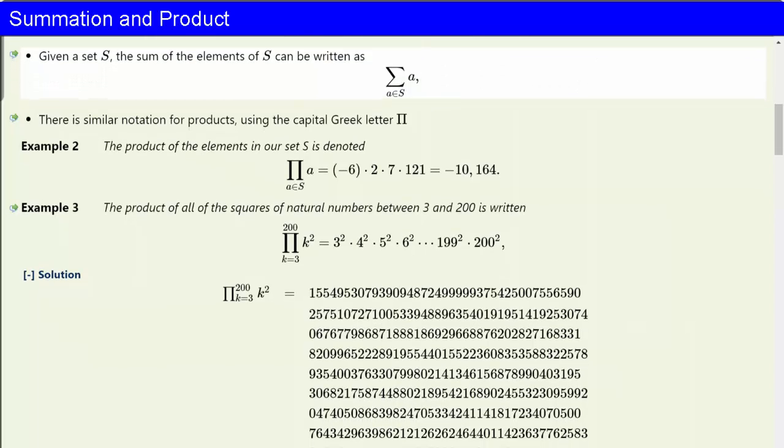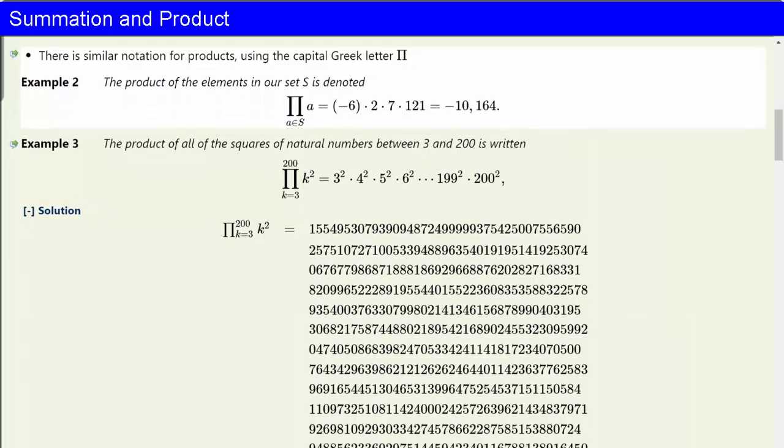We just have to carry it out in order, and we get the final result. And if we are given a set S, for example, the set of integers that we had before, S equals -6, 2, 7, and 121, then we can represent the sum of the elements by writing sigma a, with the subscript a belongs to S to show which a's we're talking about. Again, a very compact notation.